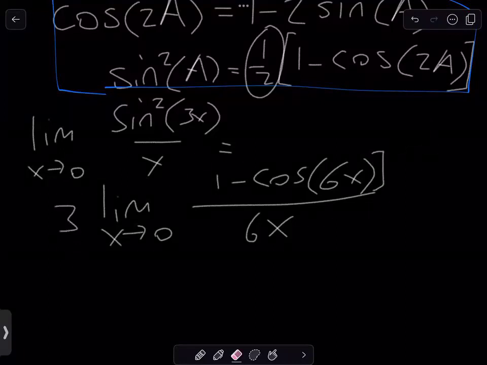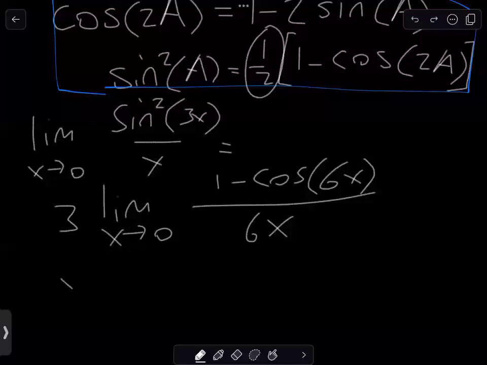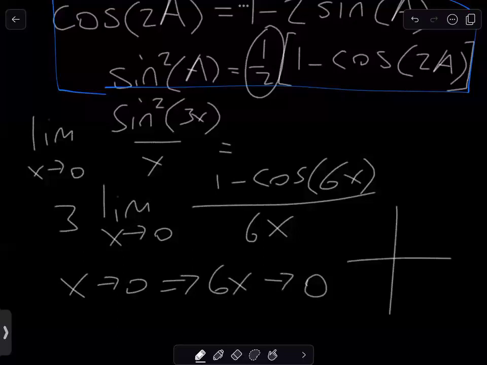And then for the same reason, let's take a look at the argument in the limit. If x approaches 0, it implies that 6x is also going to approach 0. If you want to prove it to yourself, draw the function 6x and look at what happens when x approaches 0. The function also approaches 0. So I can change that to the limit as 6x approaches 0. Now, take a look at this limit.